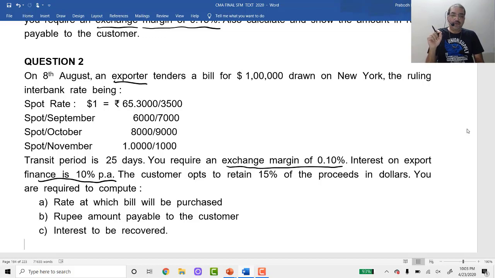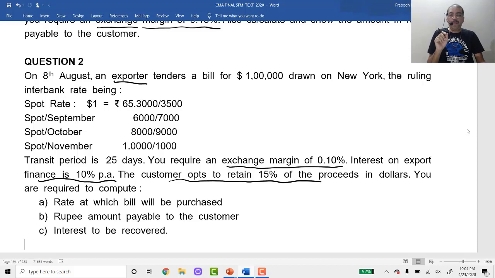Now, what they are asking: customer opts to retain 15% of the proceeds in dollars. In the last problem, this was not there. So, entire $1 lakh will not be converted. Out of $1 lakh, 15%, that is $15,000, will be retained. How much will be converted? Only $85,000 will be converted. Okay, so take care of that. Last question, we had said that entire $1 lakh is going to be converted, so we multiplied by the rate. But now it is not going to happen like that.